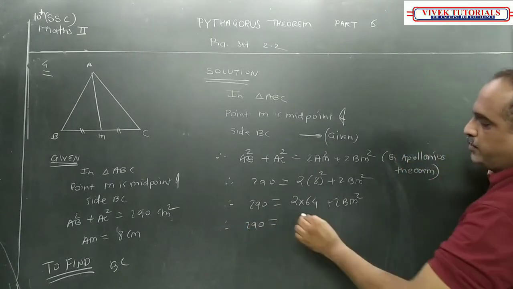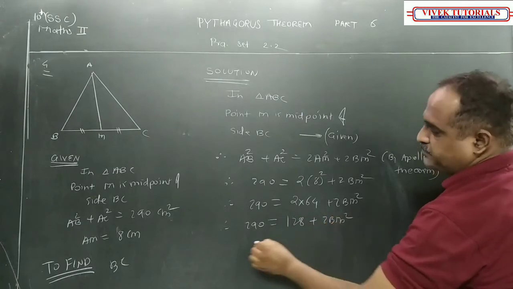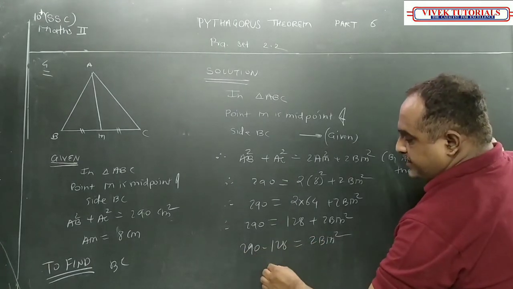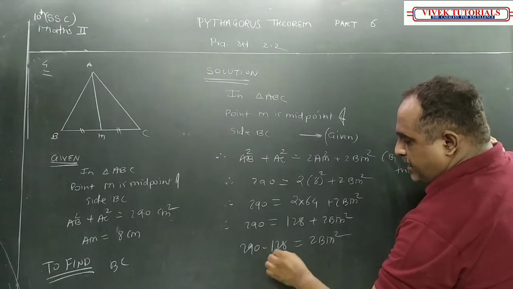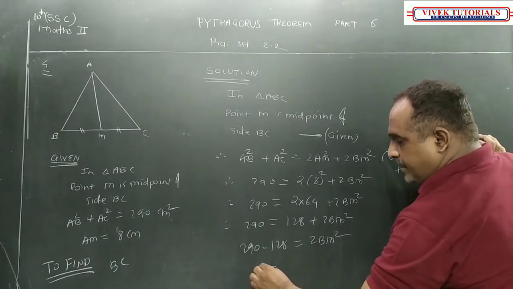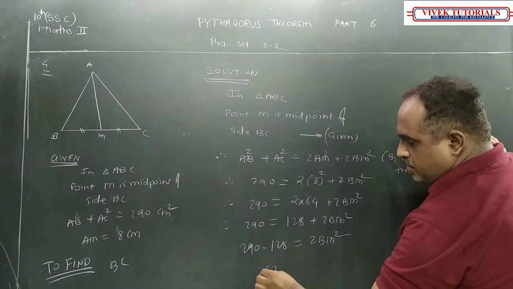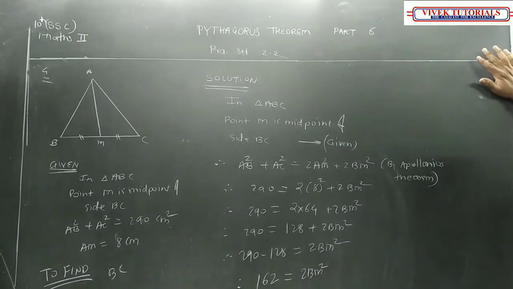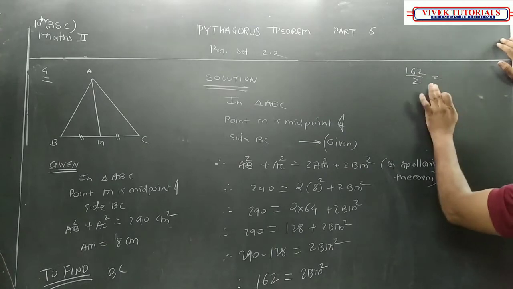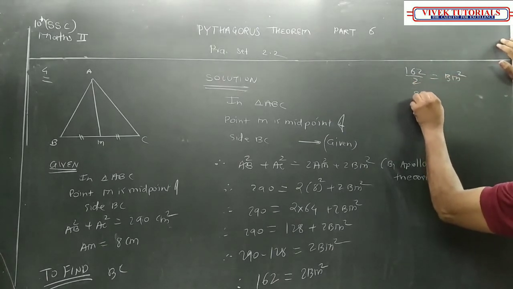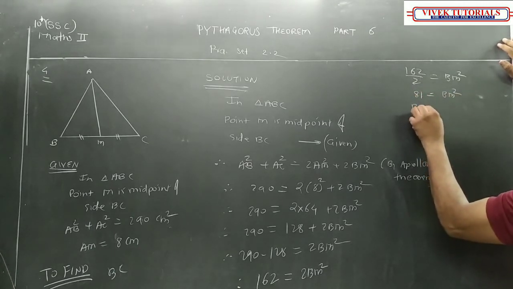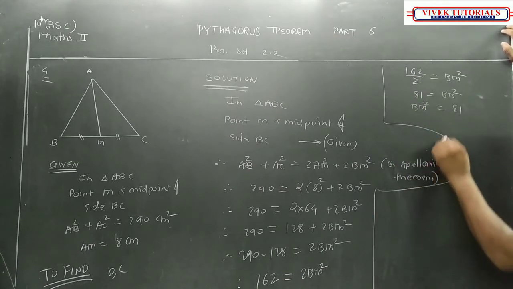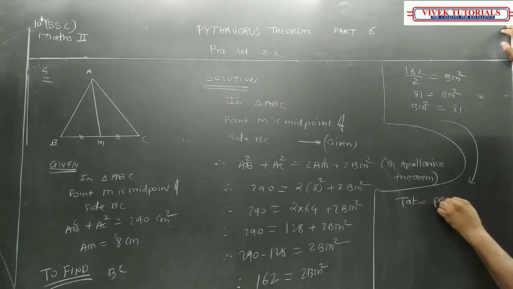Therefore, 290 is equal to, this will become 128, plus 2BM square. So 290 minus 128 is equal to 2BM square. So 9 minus 2, 10 minus 8 is 2. 7 minus 8 minus 2 is 6. And we are getting 162 is equal to 2BM square. So 162 upon 2 is equal to BM square. So it is coming to 81 is equal to BM square, or BM square is equal to 81. Okay, so I'll do one thing. इस तरह से मैं लिख रहा हूँ. I'll continue here, taking the positive square root.